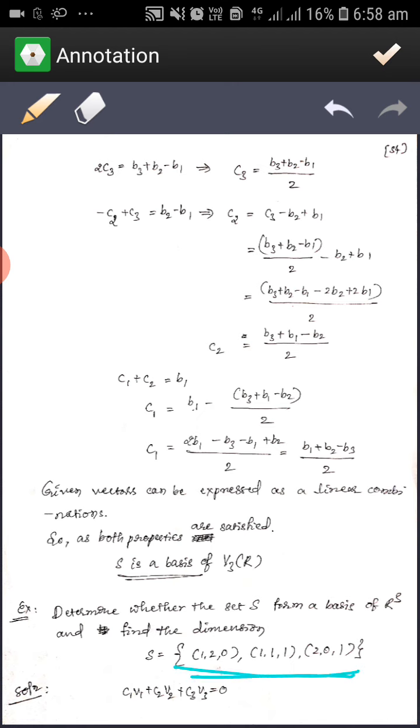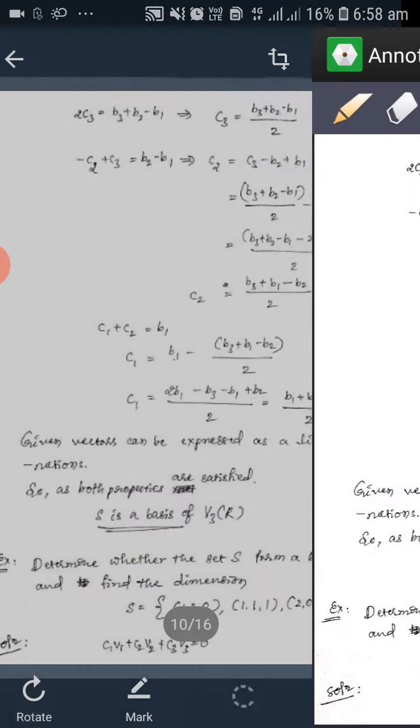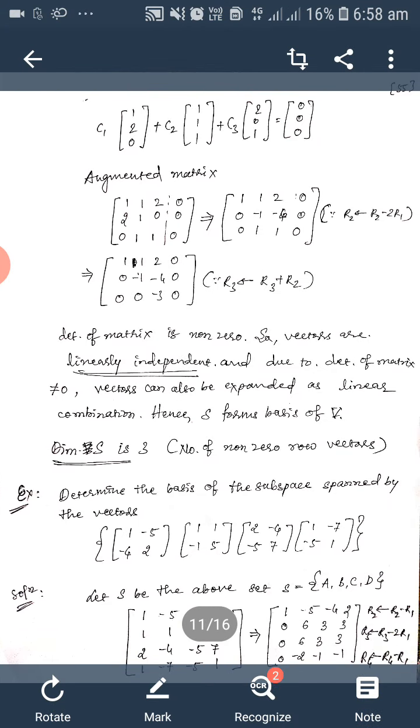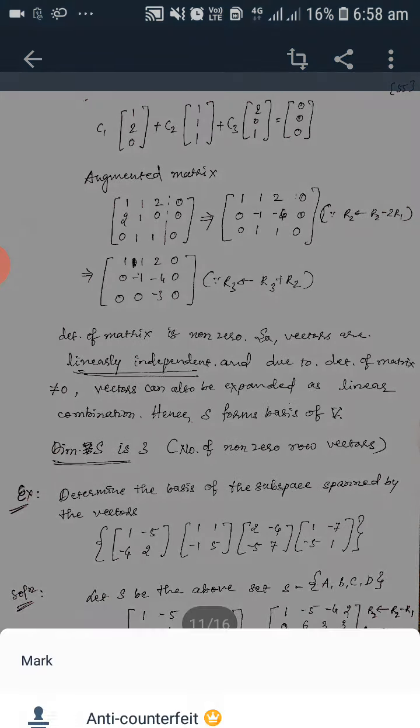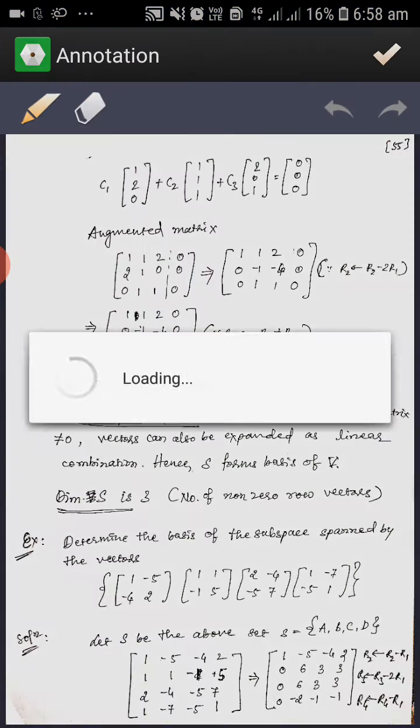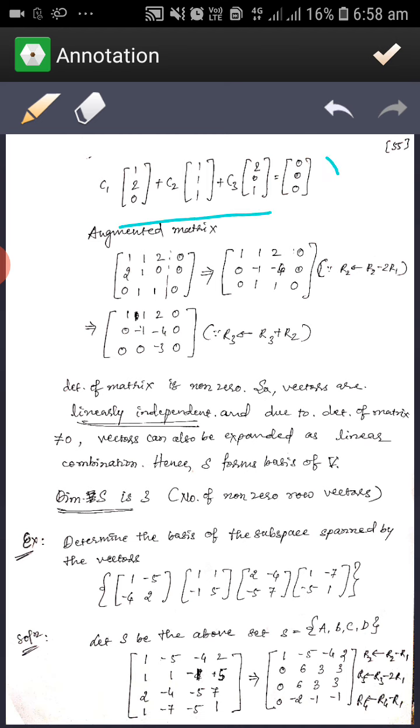Determine whether the set S forms a basis of R3 and find the dimension. Till now we have not seen dimension, so dimension also we need to see. The same problem: first we take b as 0 and apply the row reduced form. Here the determinant of the matrix is again not 0, so it is linearly independent. Here we need not find the basis, as it has asked for the dimension. So what is the dimension here?